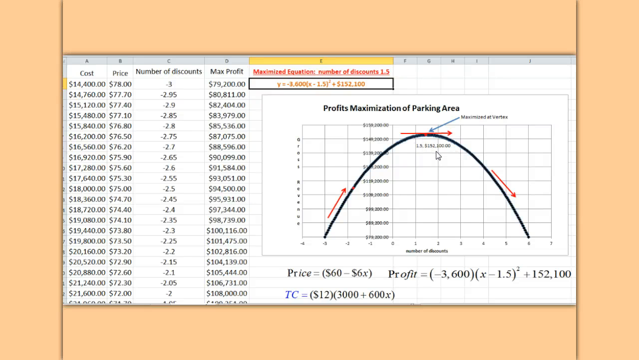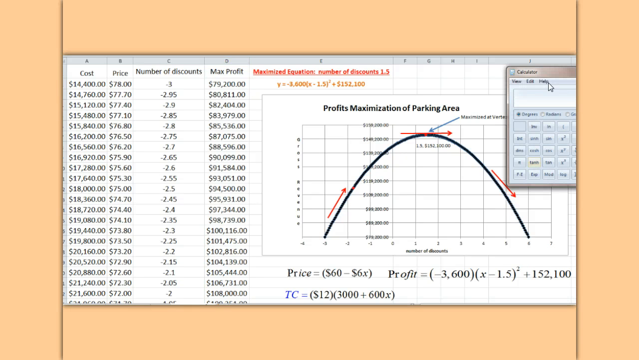By x being 1.5 right there, that's at the peak of the parabola. The arrows show that going up the left side of the parabola, we start out from -3. The cost is $14,400. The price is $78, and the maximized profit is $79,200. And how you do that is, I started this out at -3, so let's do that.